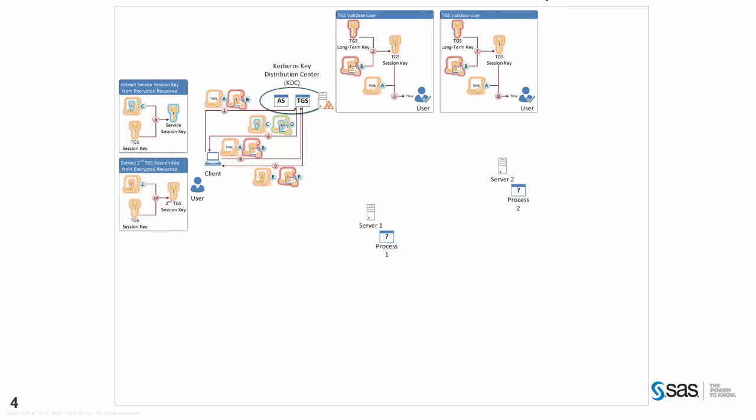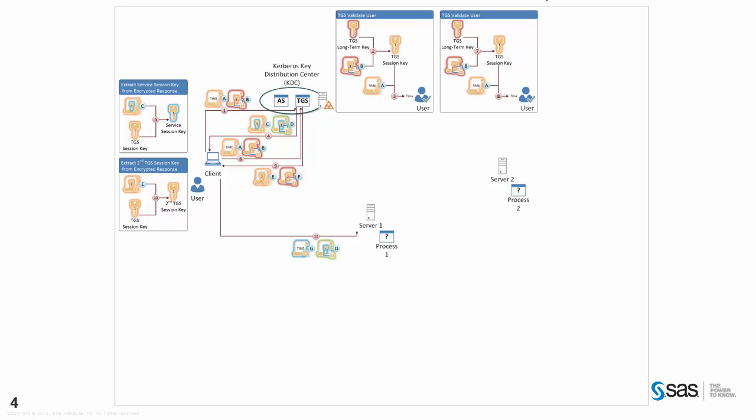When the client receives the second KRB TGS response, it takes the encrypted second TGS session key, shown as E, and decrypts it with the first session key it already has. So now the client has access to both the ticket granting service session keys and the two ticket granting tickets, the original TGT and the forwarded TGT.